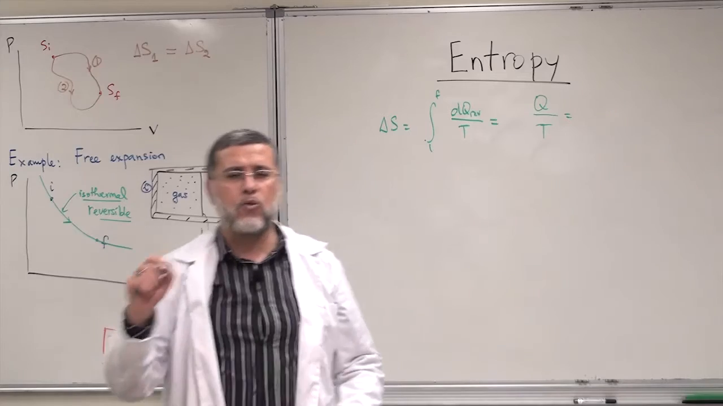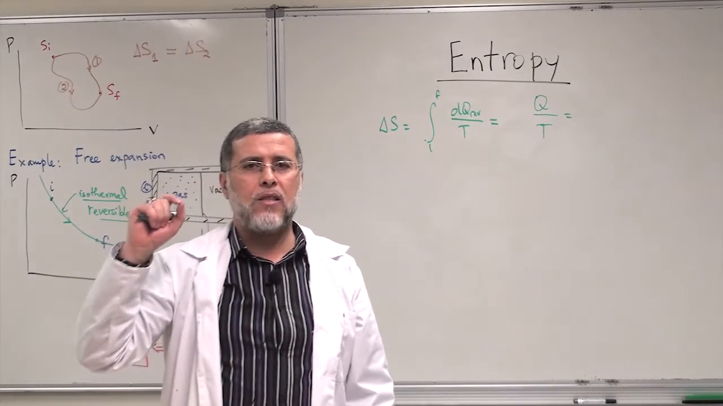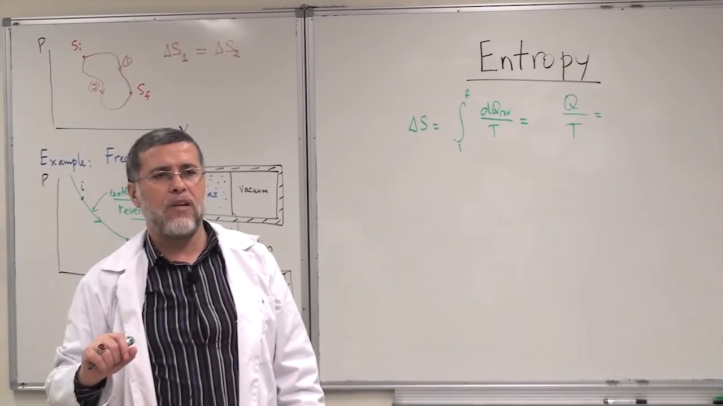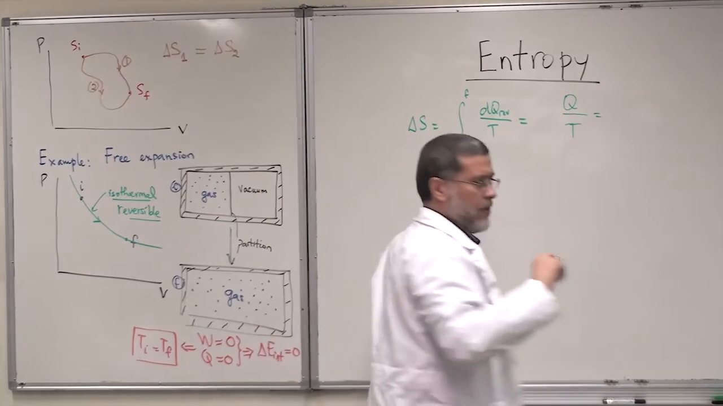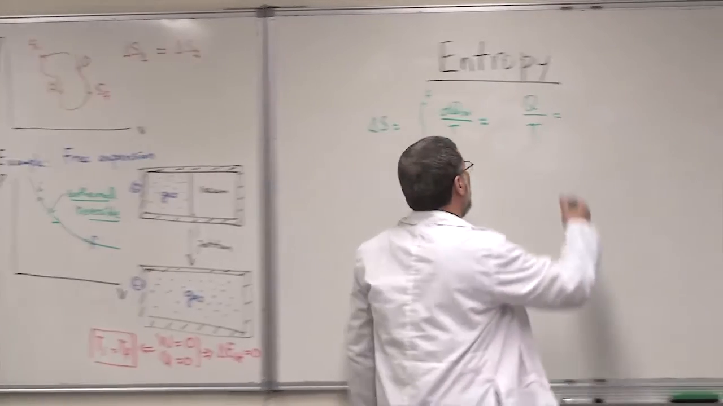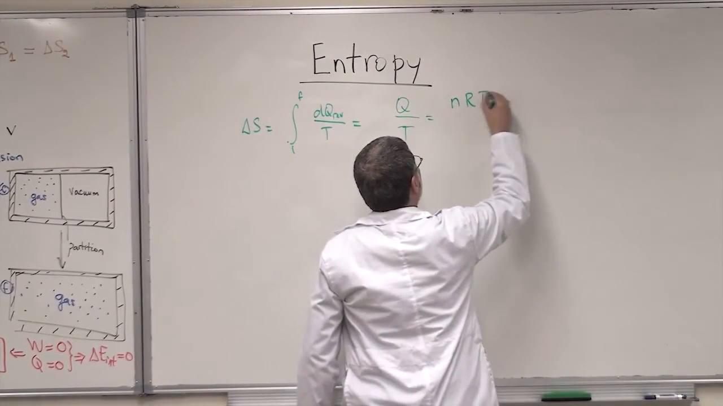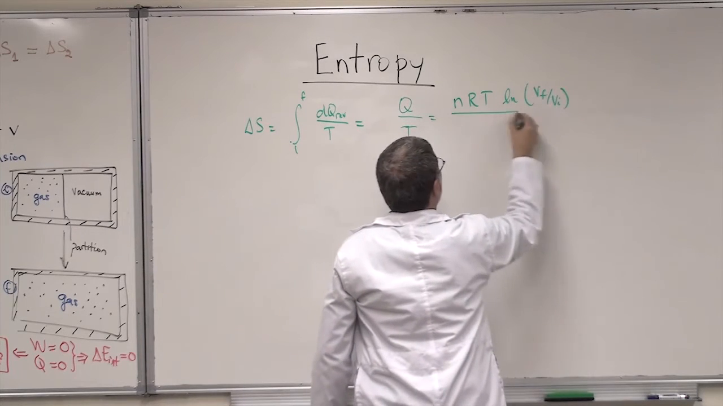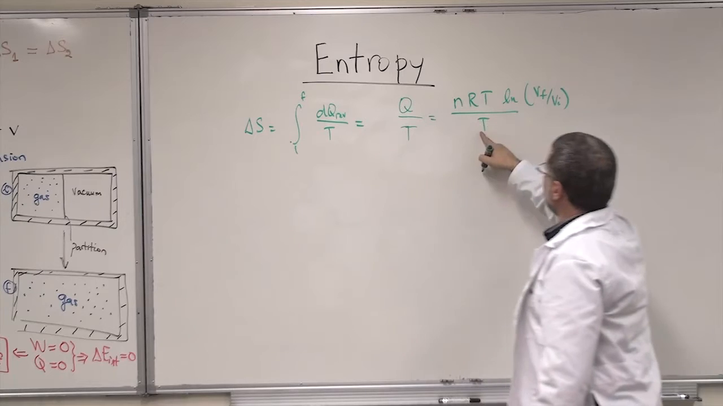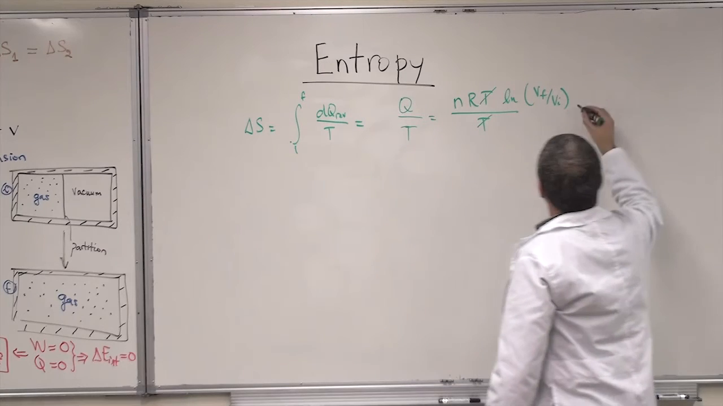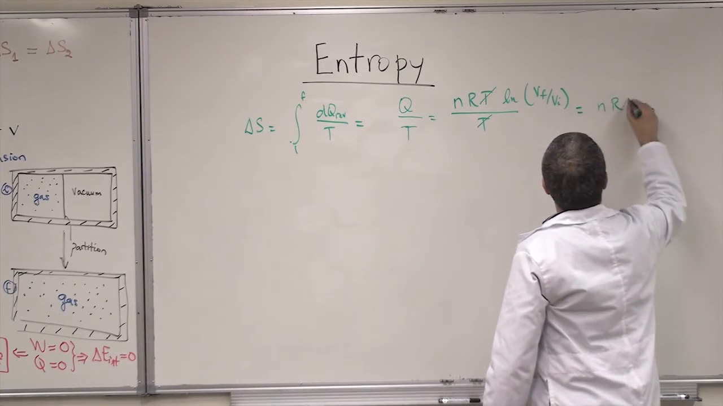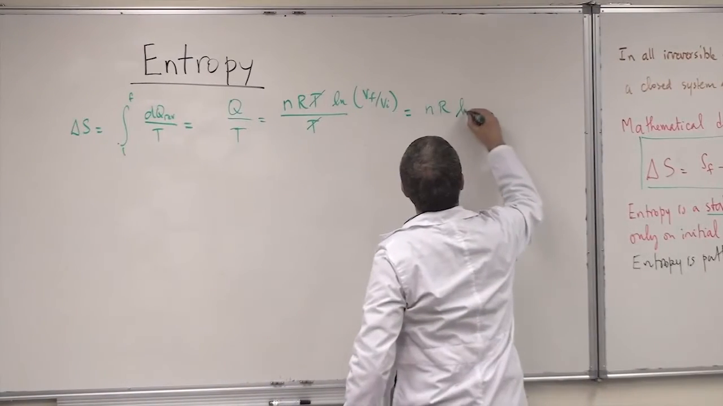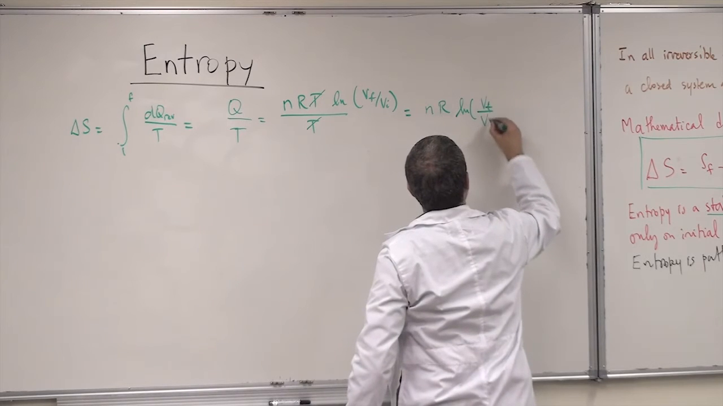Please, my son, go back to old videos and look at the heat exchange in the case where you have a reversible isothermal process. It is nRT ln of V final over V initial. Don't forget to divide by this T here. And this T and this T are the same. They will cancel out, and you end up with nR ln of V final over V initial.